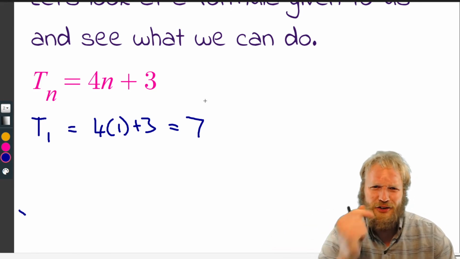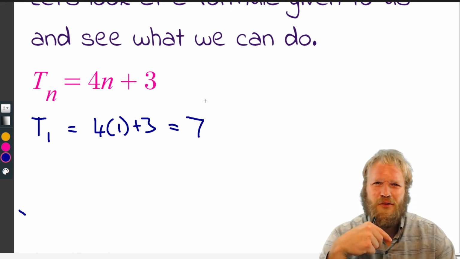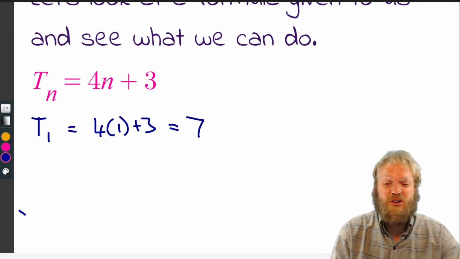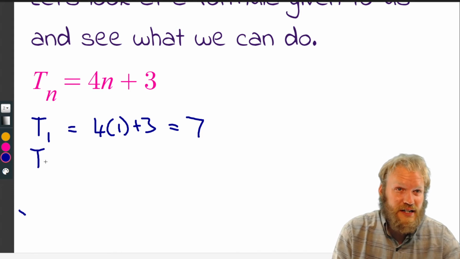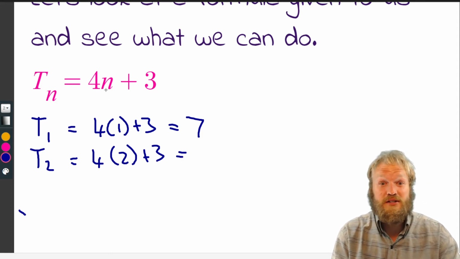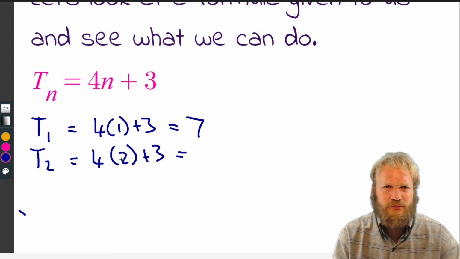So let's try this again. How are you going to work out the second term? You might have said, well, you know what? Let's just add another 4. We're multiplying by 4. You went, okay, T2 equals 4 times 2 plus 3, because this time n is 2, but the rest of the formula stays the same. So 4 times 2 is 8. 8 plus 3 is 11.